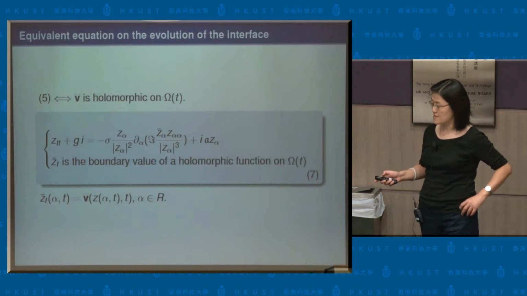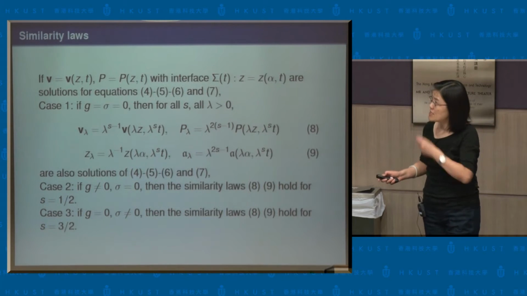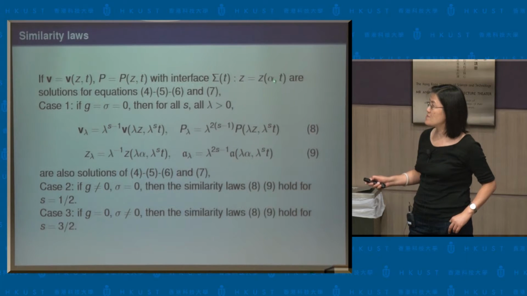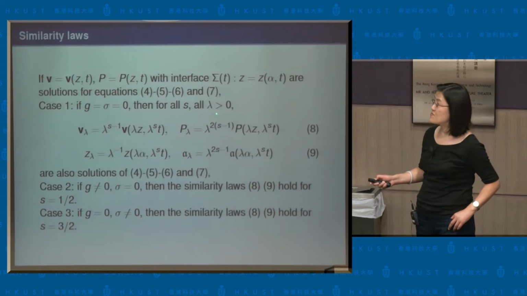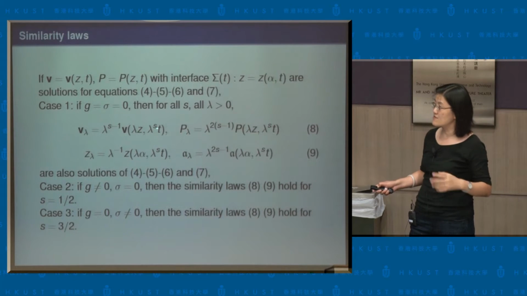Now we want to test what the possible similarity laws are. We just say that if this is a solution, that's a velocity, pressure, and that's the interface. We check that if there's no gravity and no surface tension, that means there's no reference length at all. Then we find there's a family of similarity laws: for all s and all lambda positive, these rescaled functions are still solutions, if there's no gravity and no surface tension.